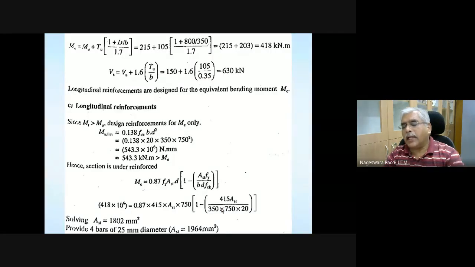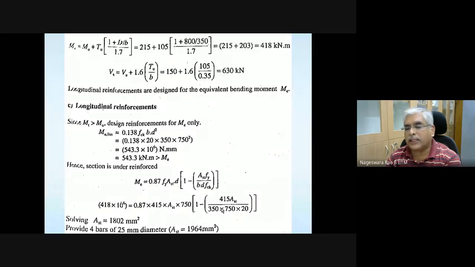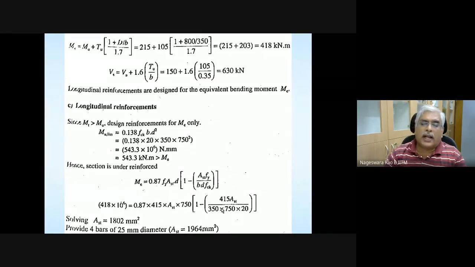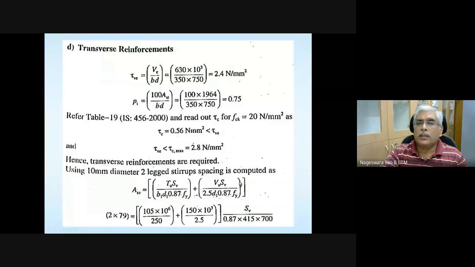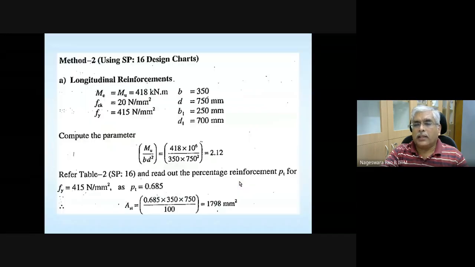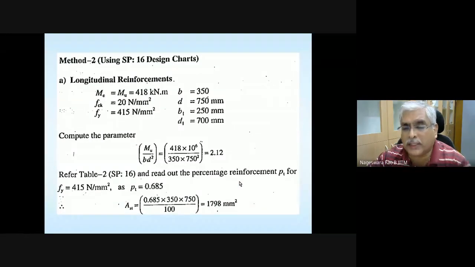Please note that you can check whether a section is under reinforced or over reinforced by comparing the applied moment with limiting moment of resistance, or by comparing the actual neutral axis depth with the limiting neutral axis depth, depending on whichever is applicable. Here in this case, this moment is compared with limiting moment of resistance. Okay, you can go through it, and I'm going to stop here. Okay, any questions? Anyway, this is based on SP16.